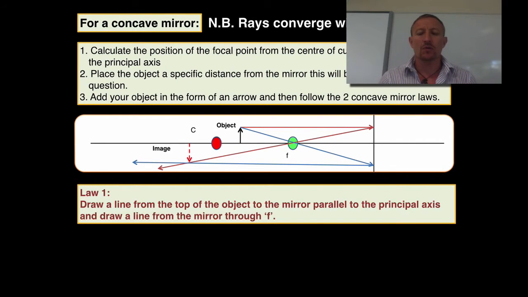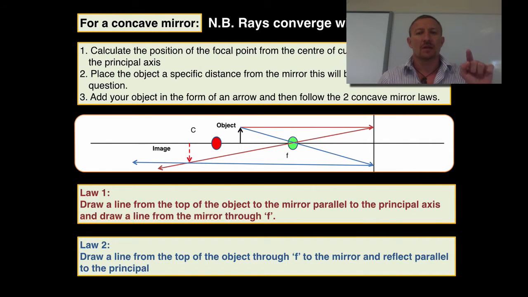The second law basically follows the blue line, and in this case the top of the object goes through the focal point to where it hits the mirror, and then it goes parallel with the principal axis. So from the top of the object through the focal point to the mirror, and from that mirror horizontal, parallel with the principal axis, and where the two lines cross is going to be our image. Now you can see in this case the image is upside down, and slightly enlarged.